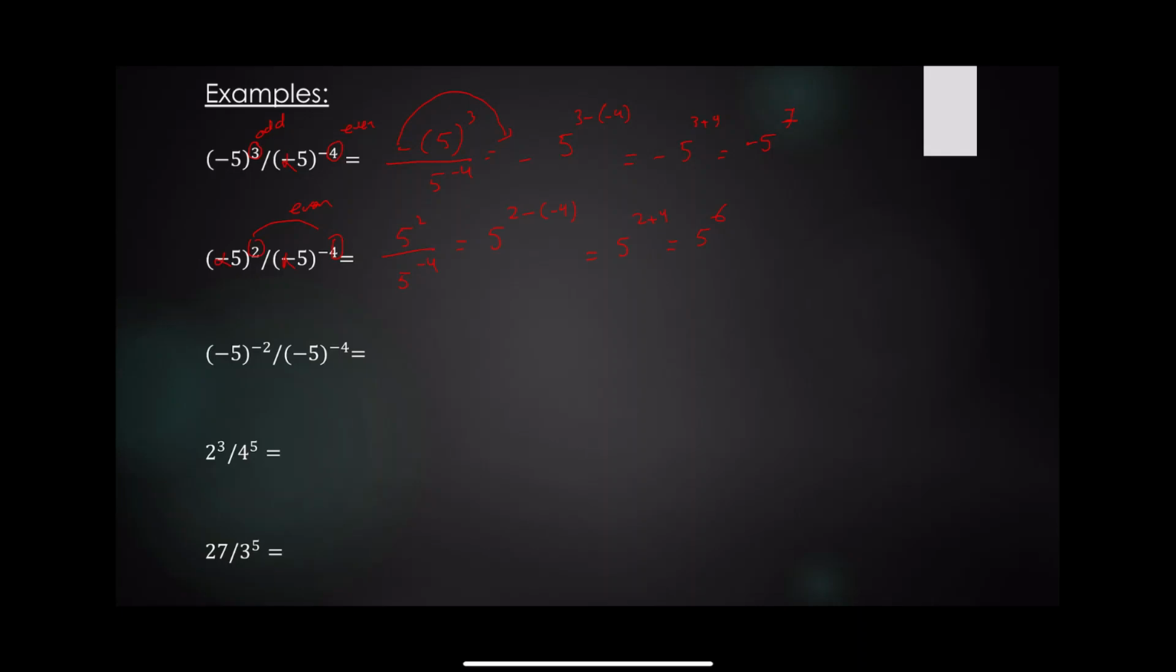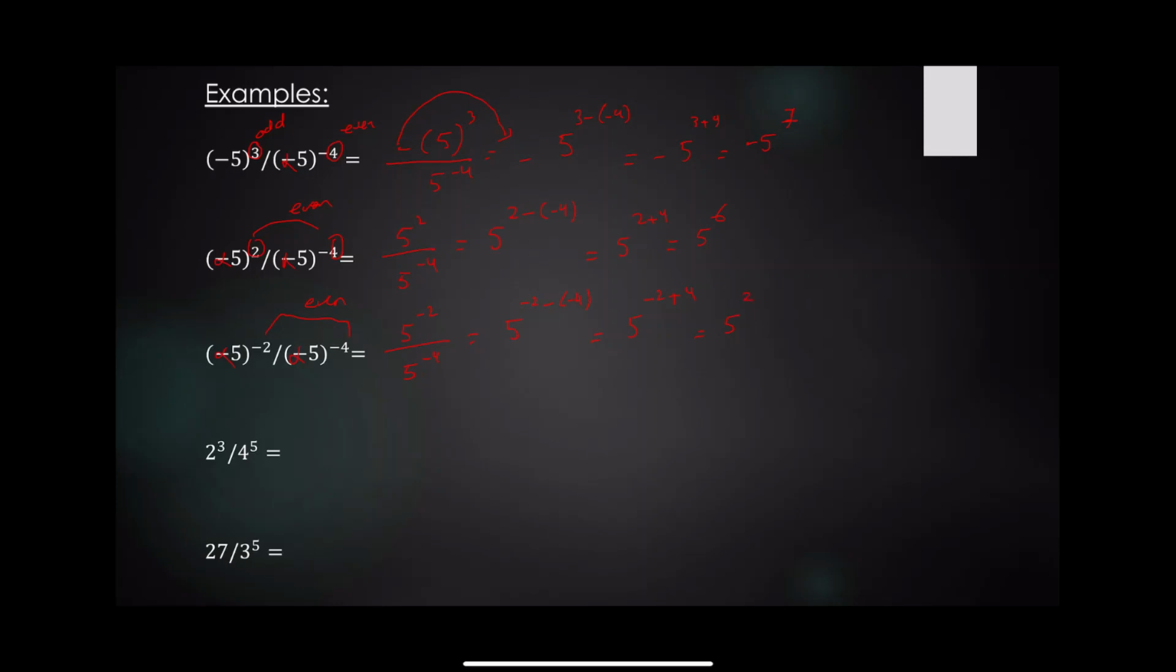Negative 5 to the power negative 2 and negative 5 to the power negative 4. Negative 2 and negative 4 are even. So cancel this, 5 to the power negative 2 and 5 to the power negative 4, which is 5 to the power negative 2 minus negative 4. Minus with minus, two consecutive negative signs will become positive 4, which is 5 to the power negative 2 plus 4, which is 5 to the power 2.